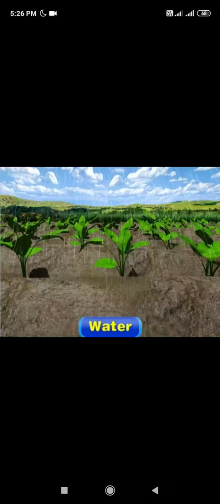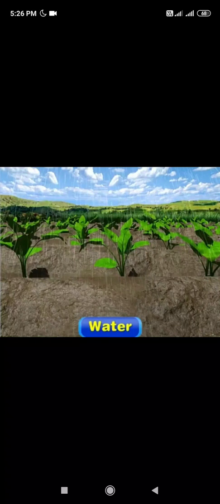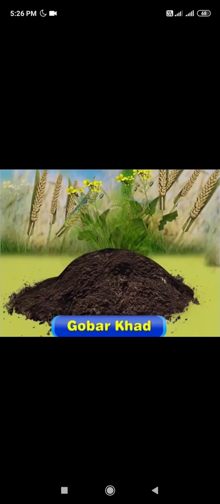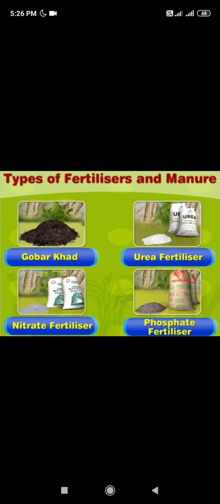And this step is followed by the addition of manures and fertilizers. Gobar khad, which is also called compost, urea, nitrate and phosphate are a few examples of fertilizers and manures used by the farmer for the growth of their crop.